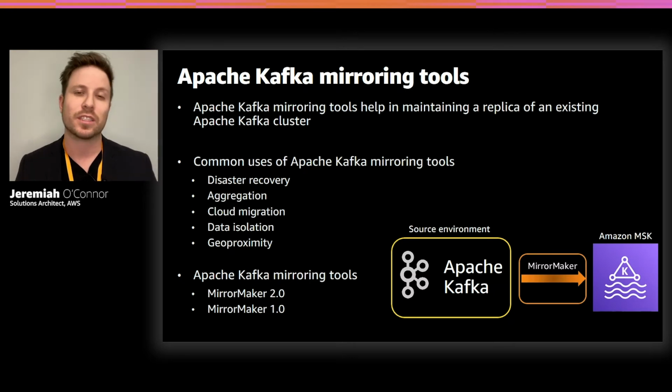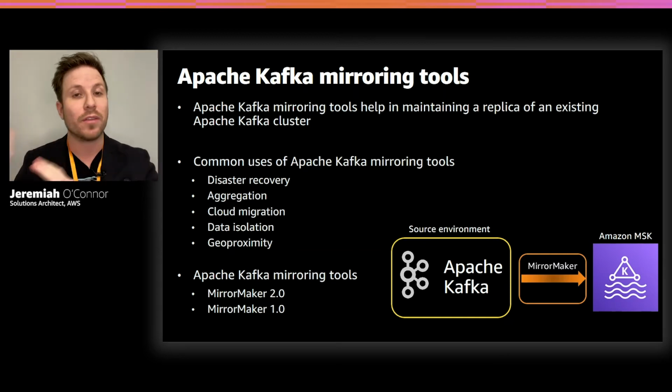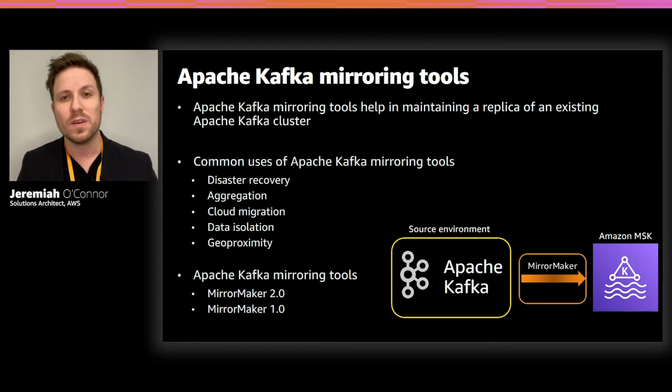So the first is disaster recovery. So if you have production level workloads that you need to have low RTO, low RPO, you need to have a disaster DR scenario set up. And so typically you'll need to mirror your primary cluster to either another data center or to another AWS region or availability zone. The second use case is aggregation. So if you have multiple different Kafka clusters, maybe owned by different teams or different business units, each with their own set of data, you want to aggregate all of that data into centralized locations.